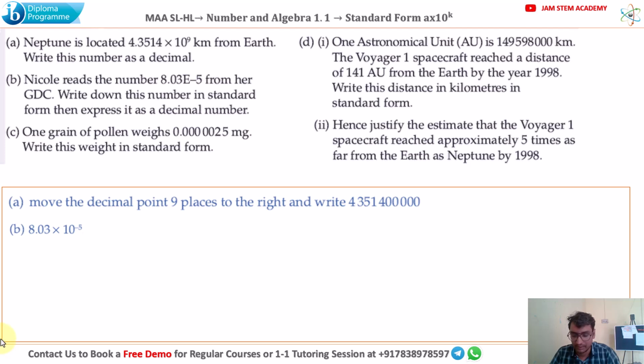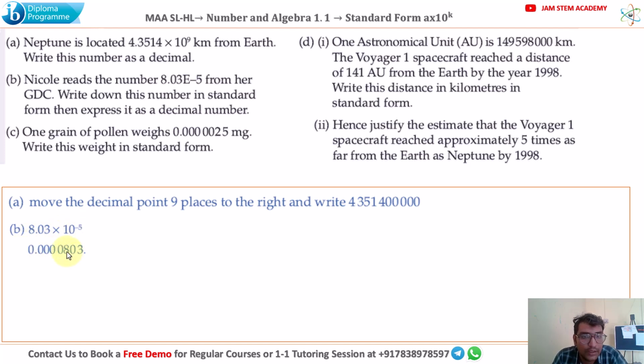Okay. So at the end, you will get your answer as 0 point, then 4 zeros, then 803. In this way, you shifted your decimal by 5 units in the left direction.